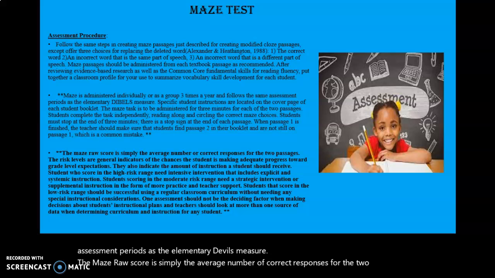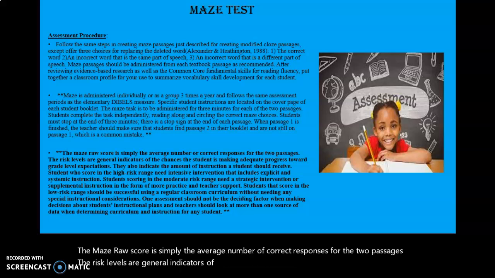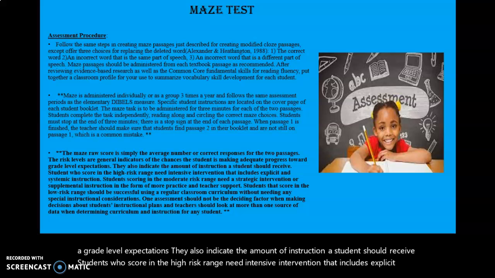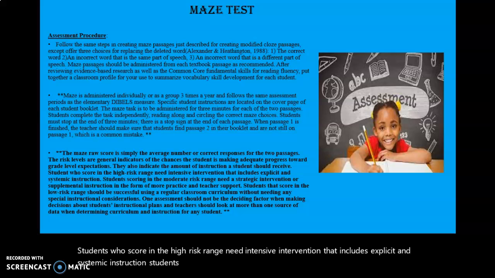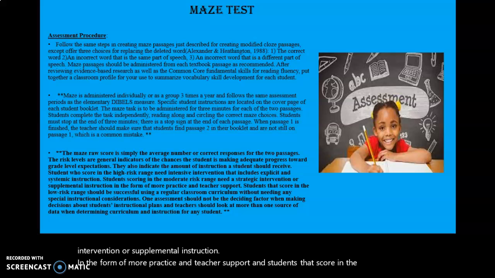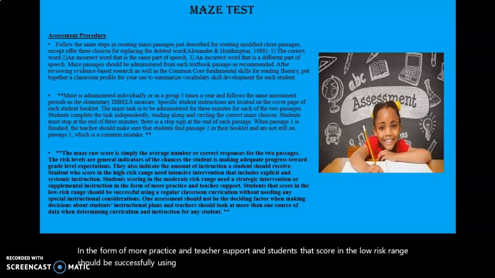The risk levels are general indicators of the chances the student is making adequate progress toward grade level expectations. They also indicate the amount of instruction a student should receive. Students who score in the high risk range need intensive intervention that includes explicit and systemic instruction. Students scoring in the moderate risk range need a strategic intervention or supplemental instruction in the form of more practice and teacher support. And students that score in the low risk range should be successful using a regular classroom curriculum without needing special instructional considerations.